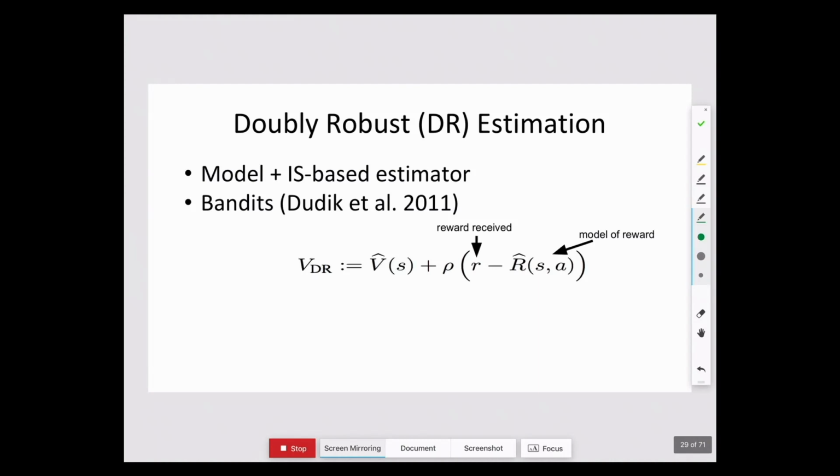This was first brought over, to my knowledge, for bandits. Kevin might know of earlier examples, but the first example I know of for bandits was by Miroslav Dudik and some of the Microsoft Research colleagues. The insight here is to ask whether we can combine between these two estimators. There are a couple of motivations for doing this. We might want to combine them to try to get lower variance.